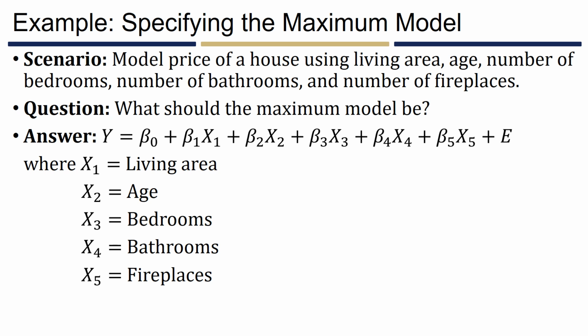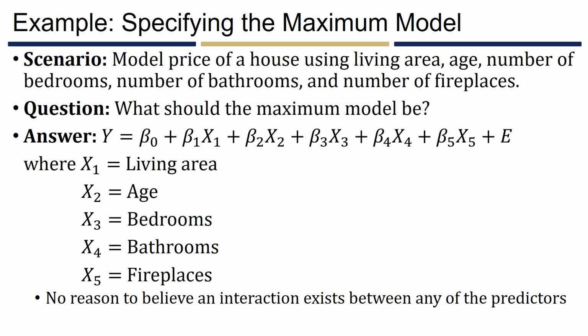Now, one rule of thumb that we also tend to go by is if we're trying to figure out if an interaction term should be in the maximum model, we have to think about if it makes sense to even really consider whether an interaction exists between any of these predictors. And based on looking at these 5, I don't really think there's any reason to believe that an interaction exists between any of these predictors, so it might make sense just to work with these 5 main effects.